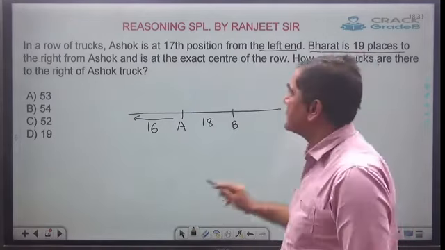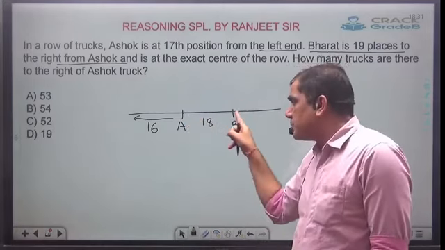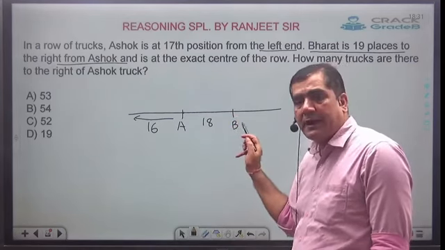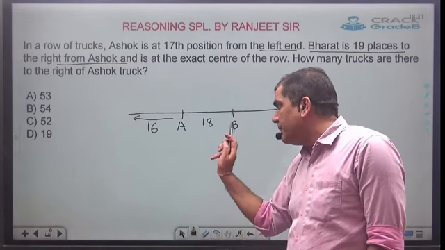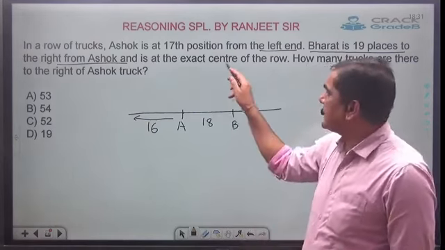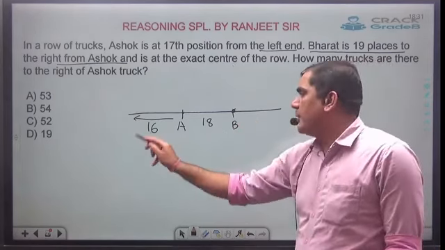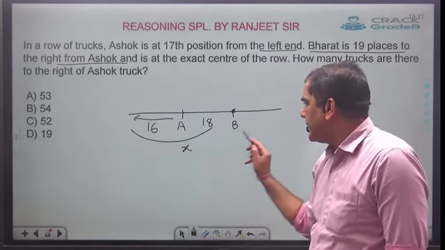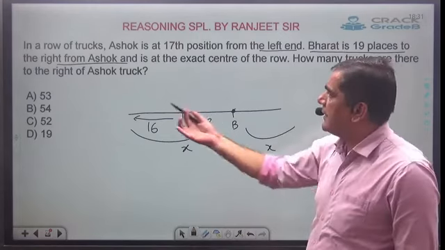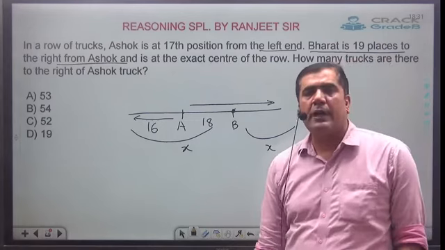Bharat is 19 places to the right of Ashok, means from here to here there must be 19. Bharat must be 19. So if Bharat is 19, in between these two there must be 18. Clear? And he is exactly in the center of the row. Bharat is at the center, means whatever number comes out to be here, if I assume this to be x, this must be x. Now the question says, how many trucks are there to the right of Ashok's truck? This you need to calculate, simple.